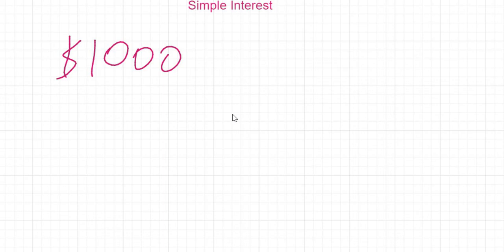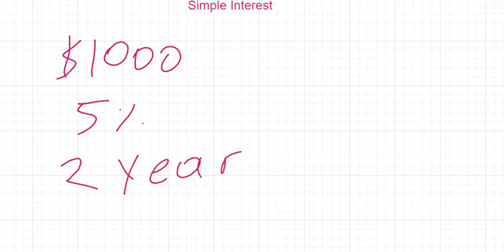You borrow $1,000 from the bank, and the bank says, okay, since you're borrowing from the bank, you will be paying back more than the $1,000 that you take. So the bank says, okay, pay me 5% on this money, and I'm giving you 2 years to pay me back.